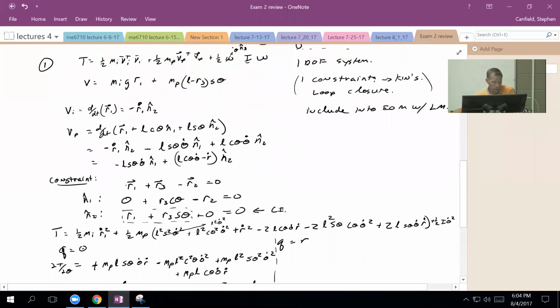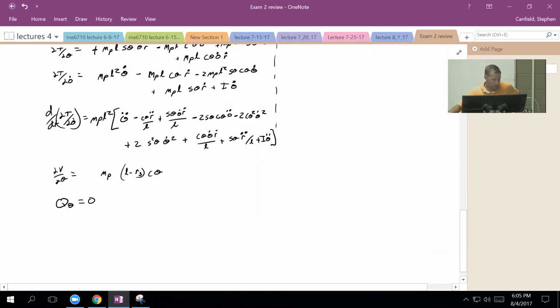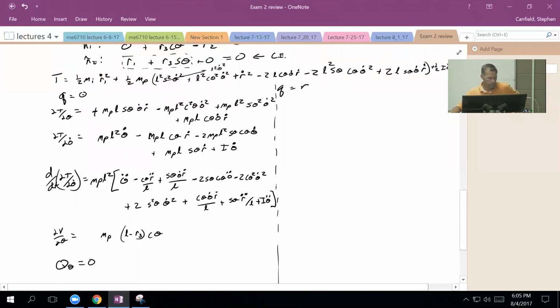Next, I need the partial of V with respect to theta. Looks like I'm going to get a positive MP L minus R3 cos theta. What about a Q theta? Well, at the moment I have none, so that's 0. And then finally I'm going to need the constraint. I guess we'll come back and do that. Let's complete these parts of Lagrange first.